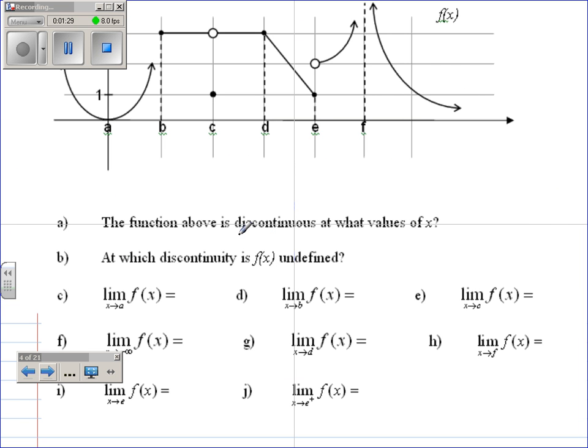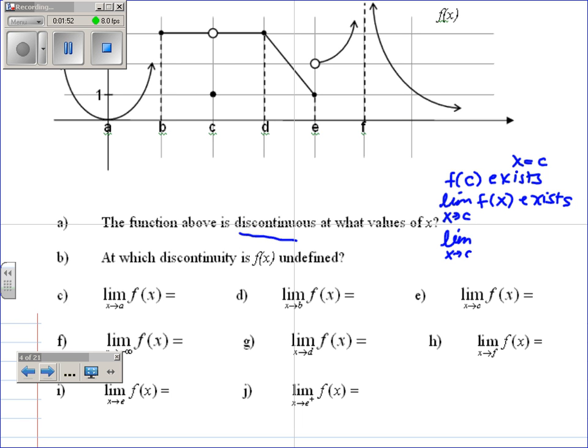Alright, discontinuous. This intuitive idea is you don't pick up your pencil, but there are 3 things that have to be true for the definition of continuity at a point. For one, f of c has to exist. This is for x equals c. The limit as x approaches c of f of x has to exist. And the last thing is that the limit has to equal the value. It has to be a closed-in circle.